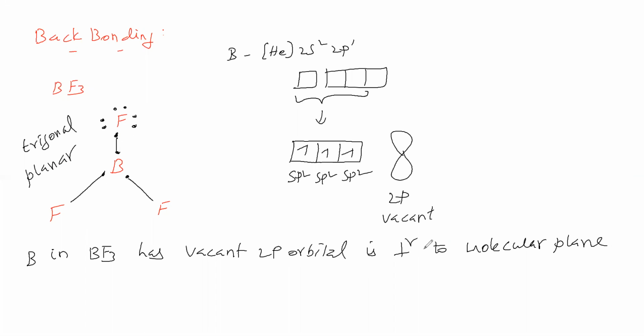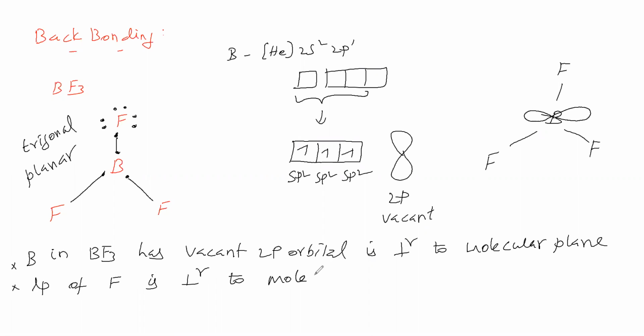So that is the vacant 2p orbital of boron. Then the next point we will take is the lone pair of fluorine. The lone pair of fluorine is perpendicular to the molecular plane. This fluorine has 3 lone pairs. Out of the 3 lone pairs, one lone pair is perpendicular to this molecular plane. That we will take.